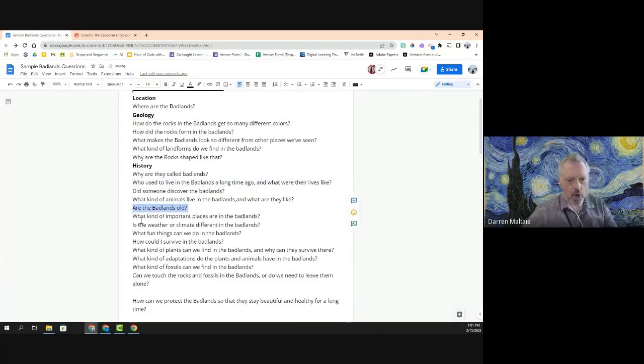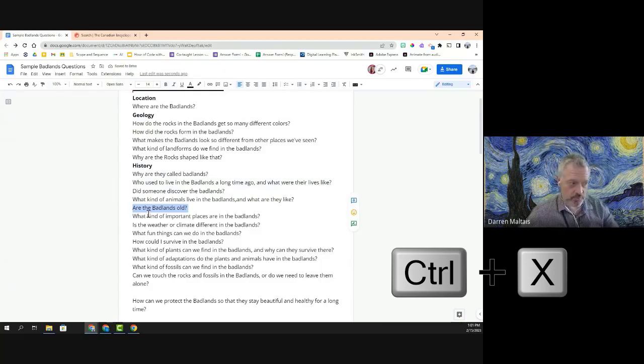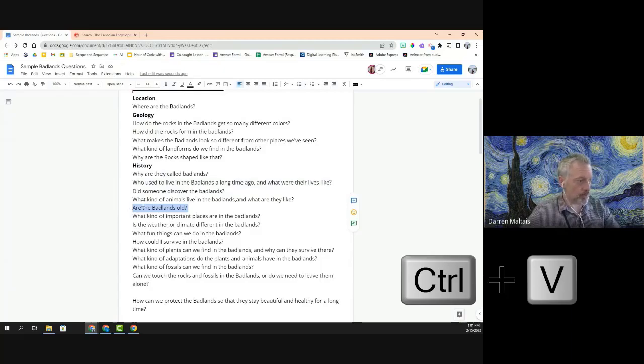And students, it'll take them longer. Control X is cut. Control V is paste, or just drag up, selecting with 1, 2, 3 clicks.